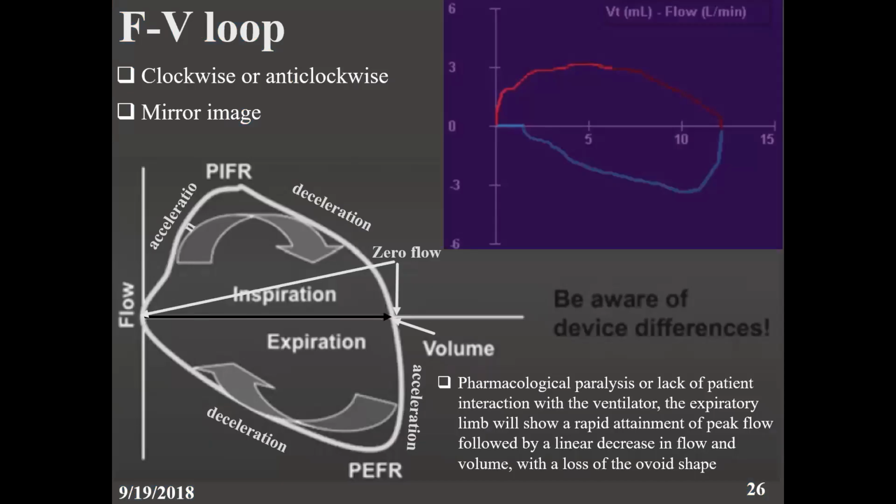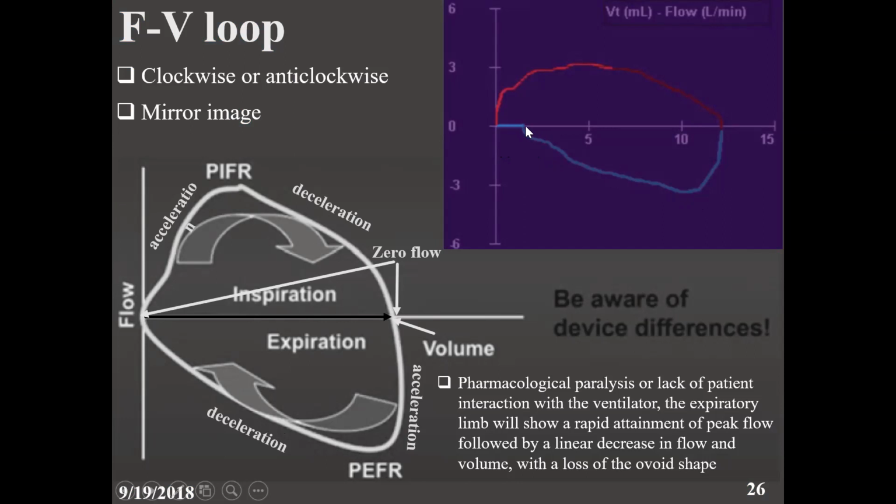Okay, flow volume loop again. So we can see that the flow is accelerating until we reach a peak inspiratory flow, and then decelerate until we reach no flow, and then accelerate out until we reach peak expiratory flow rate, and then we go down. But you can see this is not going back to zero.